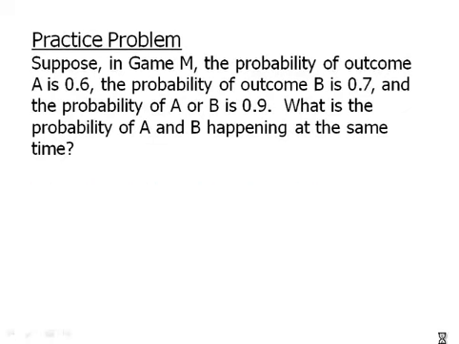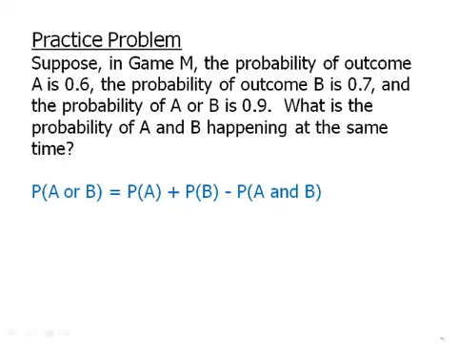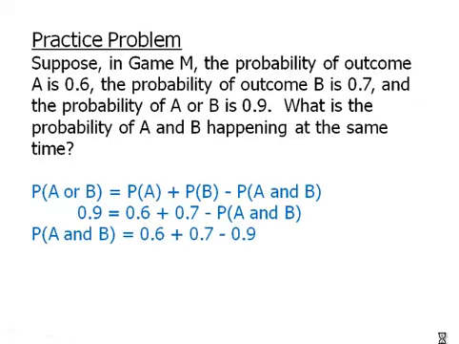So we'll write down the generalized OR rule, and then we'll just plug in. We know the probability of A or B, and we know the individual probabilities of A and B, so we'll just plug those in. Now we'll move the unknown to one side and get it by itself, and then we'll just simplify. The probability of A and B equals 0.4. So even though we knew the probability of A or B, we used the formula to find the probability of A and B.